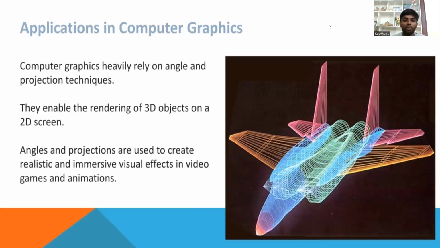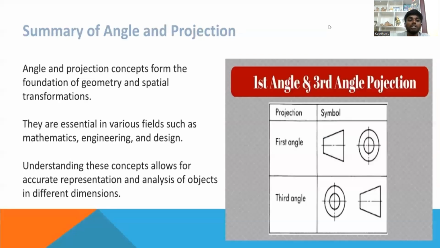Now, applications in computer graphics. Computer graphics heavily rely on angle and projection techniques. They enable the rendering of 3D objects on a 2D screen. Angles and projections are used to create realistic and immersive visual effects in video games and animations.